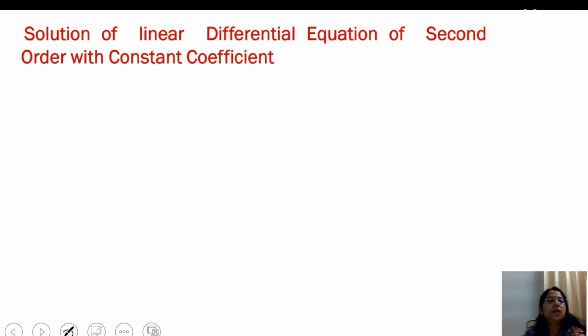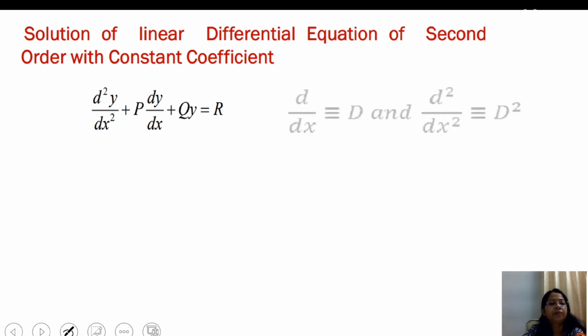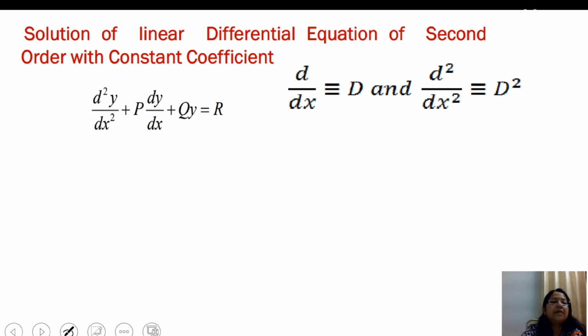Okay, now let's learn how we can solve linear differential equation of second order with constant coefficients. Suppose we have the standard form. Here, of course, d by dx is the differential operator, which is denoted by capital D, and double derivative is denoted by D square. We are going to use these operators while solving such differential equations.